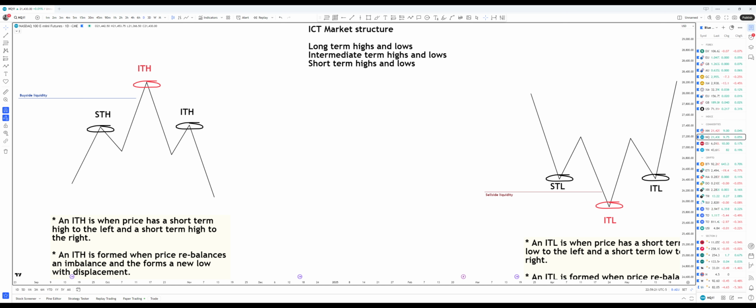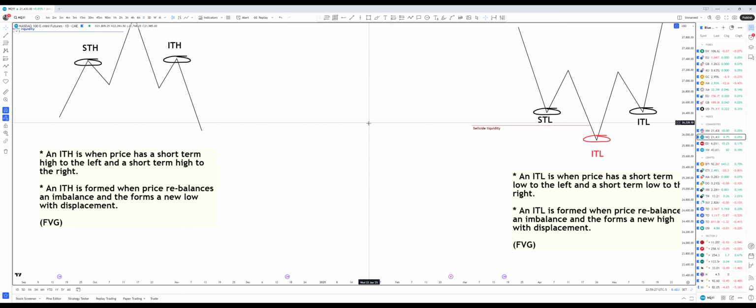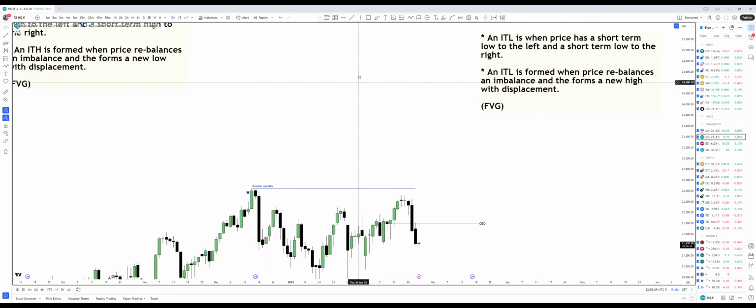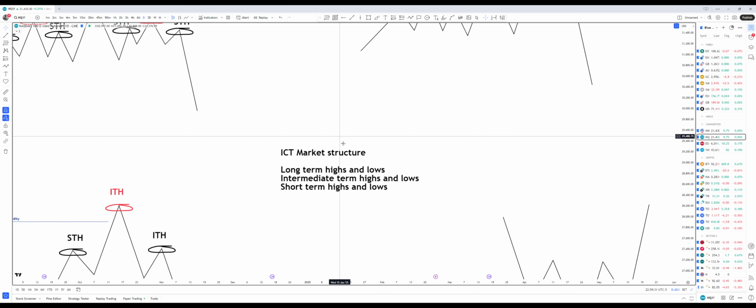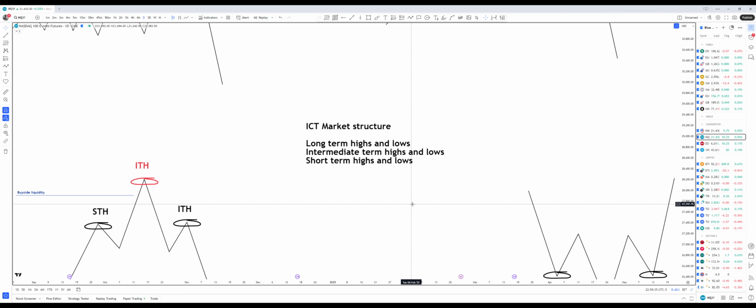In this video, I'm gonna be talking about the ICT market structure. I'm gonna talk about how ICT reads price and how he uses market structure.